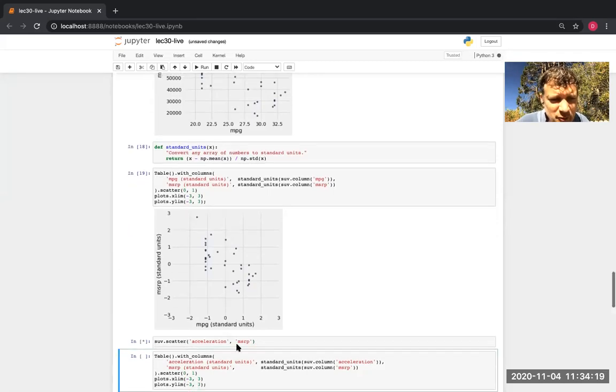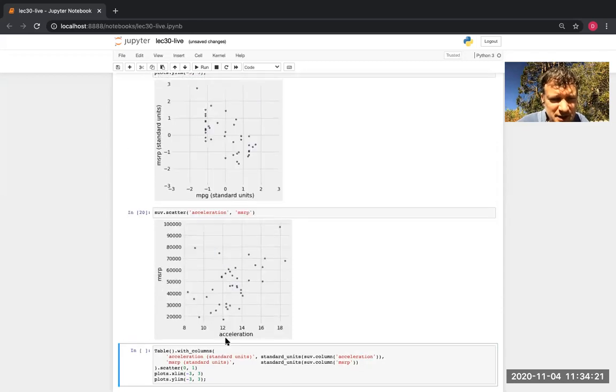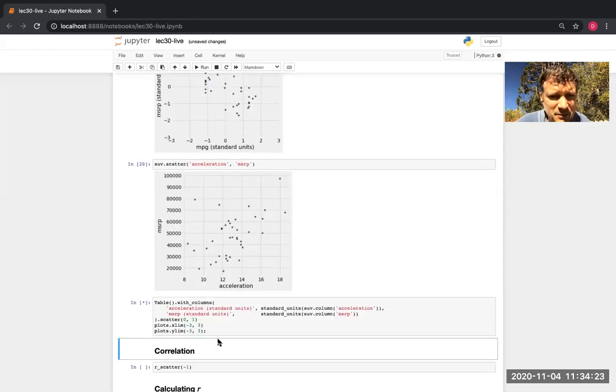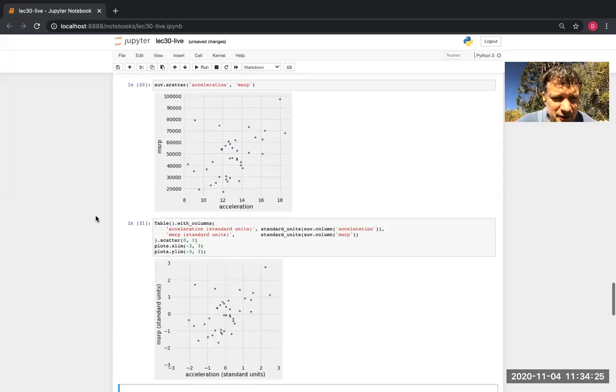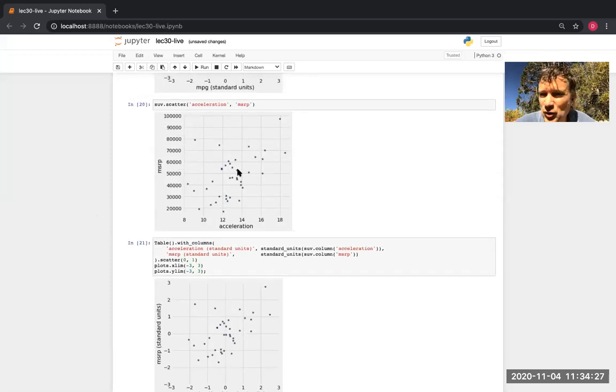We could do that again, now looking at the association between acceleration and price. And here again, there are these same two plots. At the top is normal units, and at the bottom is standard units. You can see it's exactly the same shape. We've just scaled things and moved things around, and squished them or expanded them all by the same amount. Hope that makes sense.